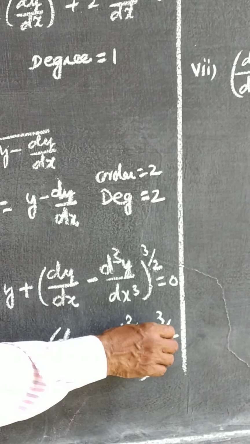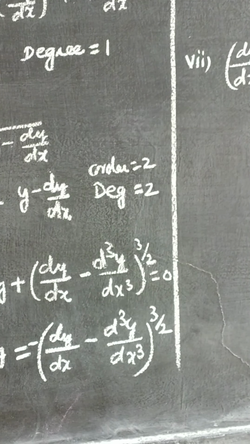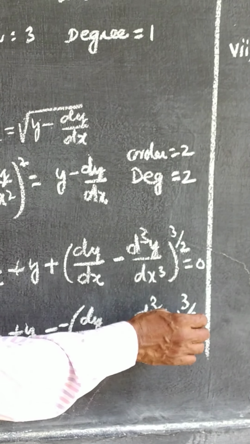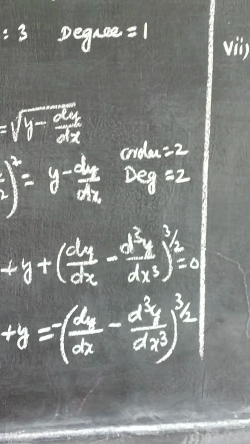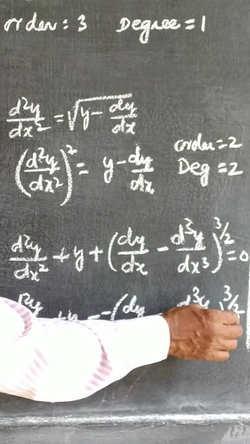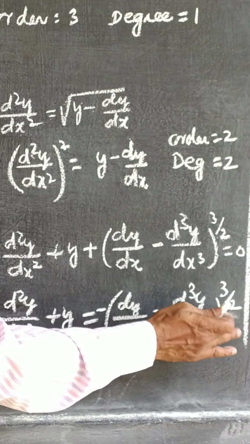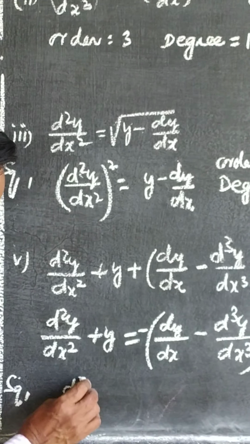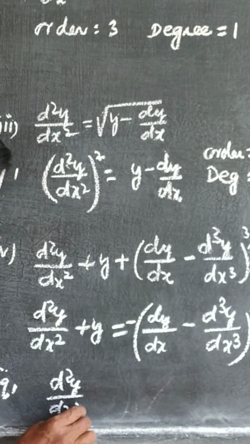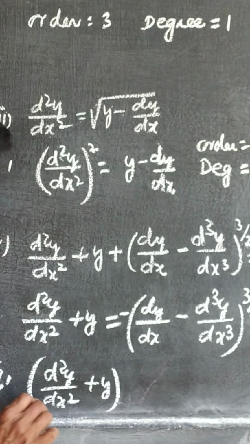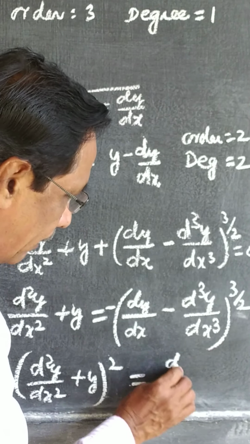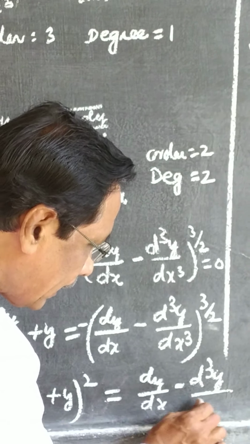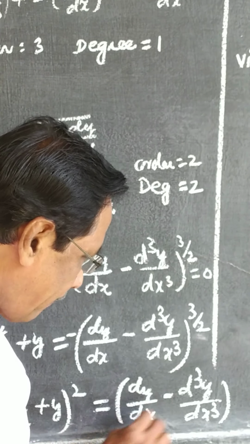Now you are cancelling this radical. Radical means what? 1 by 2, 1 by 3, 1 by 4, etc. are given. They are known as radical. To cancel this radical, we should square it on both sides, because the radical here is 1 by 2, that is, 2 is the radical. Therefore, squaring, you get (d square y by dx square plus y) the whole square is equal to (dy by dx minus d cube y by dx cube) to the power 3.